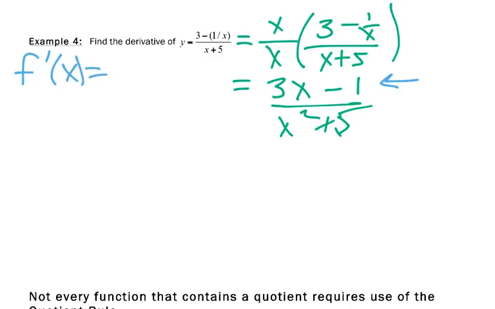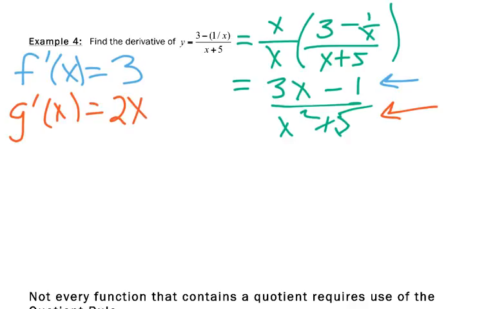f prime of x is going to be 3. g of x is down here. g prime of x is going to be 2x. All right, we're ready to plug in the quotient rule.